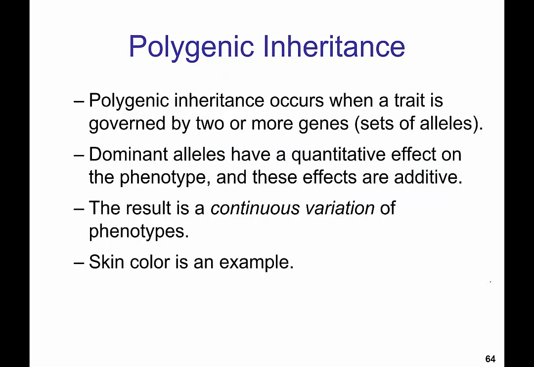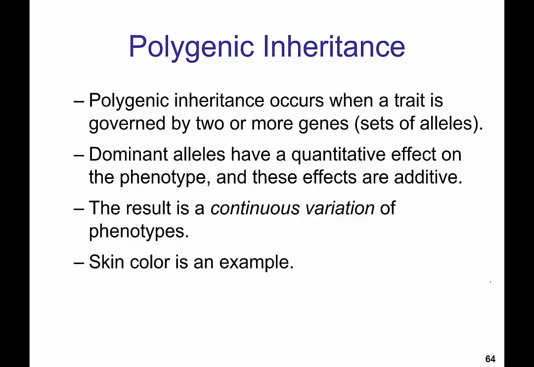Polygenic inheritance occurs when a trait is governed by 2 or more genes or sets of alleles, and not just a single set as we've seen earlier. Dominant alleles have a quantitative effect on the phenotype. That means they add up, or that these effects are additive. The result is we have continuous variation of phenotypes. So skin color is an example, because we don't have just either or, right? There's a lot of different skin tones.